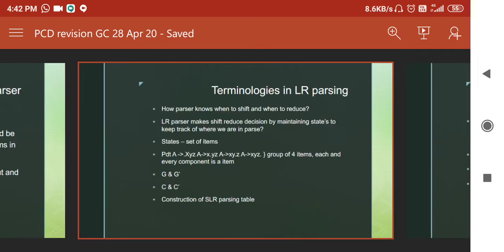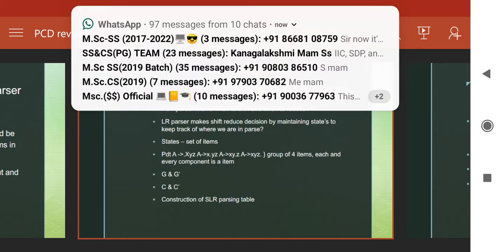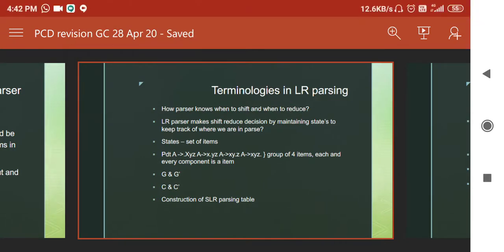And then, so these are the differences between G and G dash, and then C and C dash. And then you people must be very clear about the construction of the LR parsing table, the construction of the SLR parsing table, and the construction of the canonical LR parsing table. Moreover, in all these constructions, the procedures or steps that we're going to follow are the same. The only thing that differs is the entries that we're going to make into the parsing table.